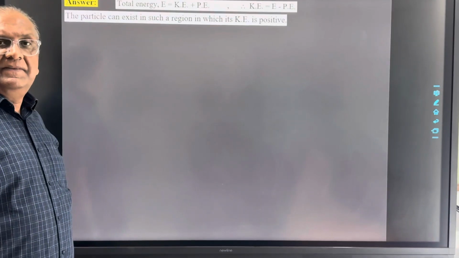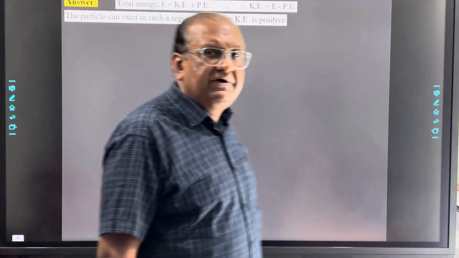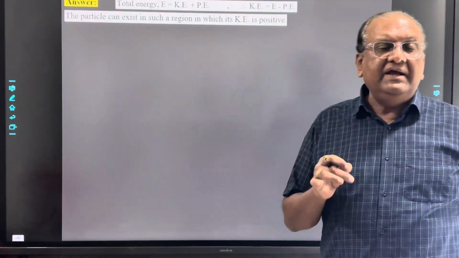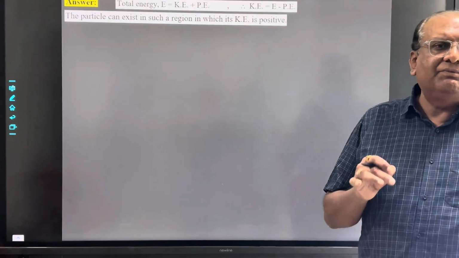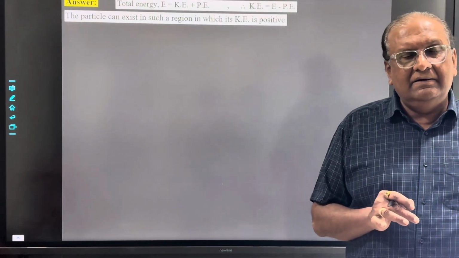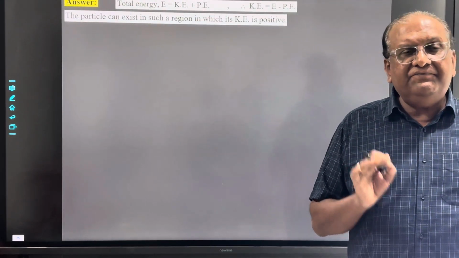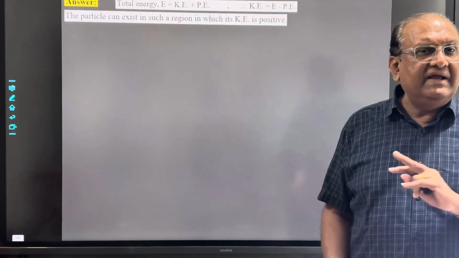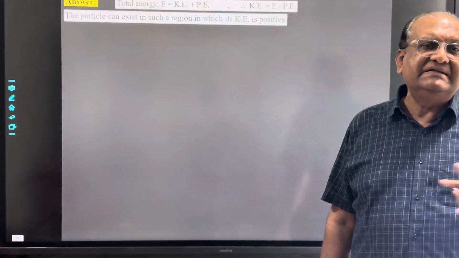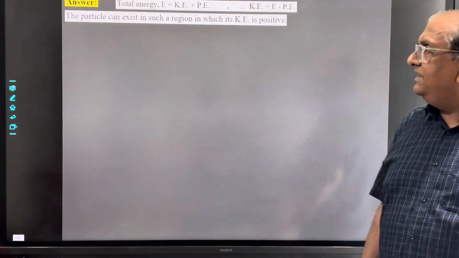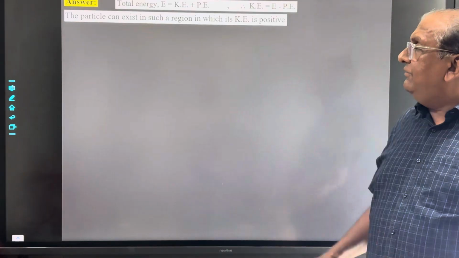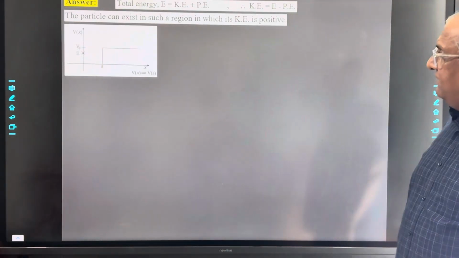Okay. So the region given in the graph for which the kinetic energy is positive, in that region the probability of the particle being there exists. If the region is one in which kinetic energy is negative, then the particle can't exist in that particular region. Now this one is the fundamental thing. Now let's analyze each graph.